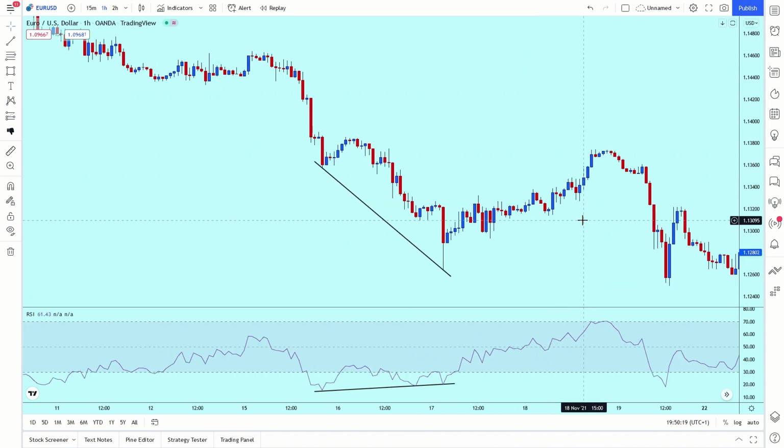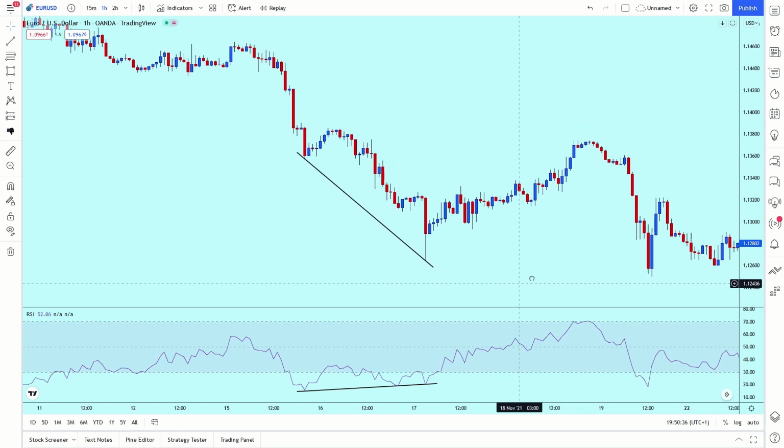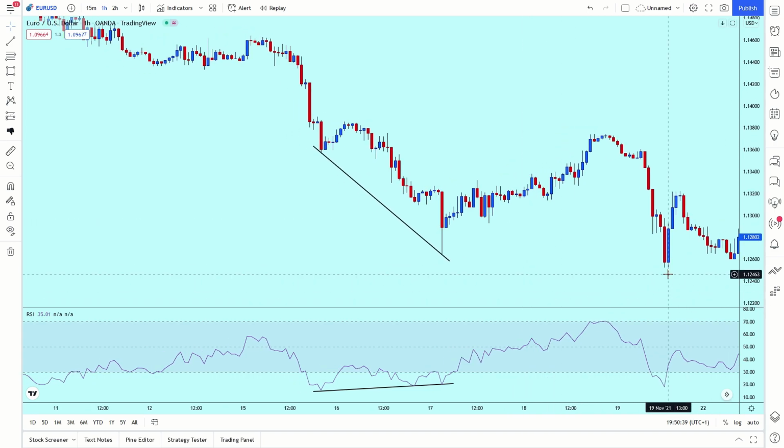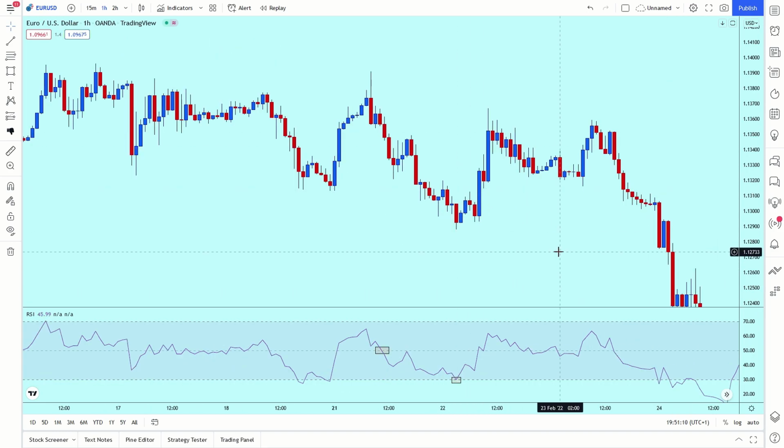I mentioned before that RSI will not work every time, so also RSI divergence will not work every time. But it is very useful, and from my experience I can say that RSI divergence can be very useful if used correctly.